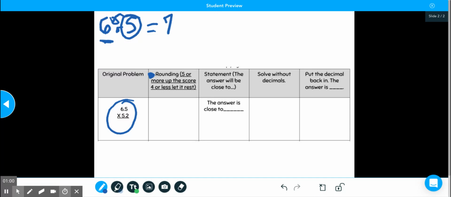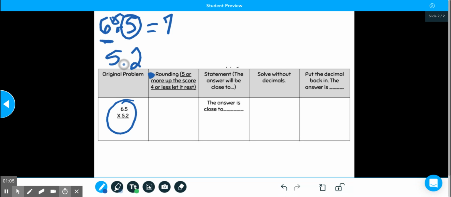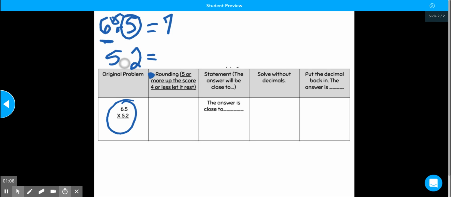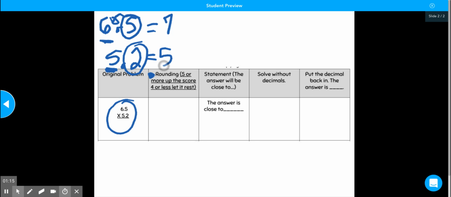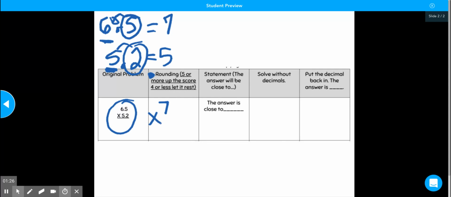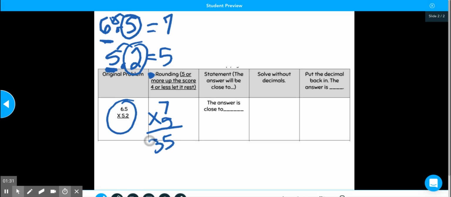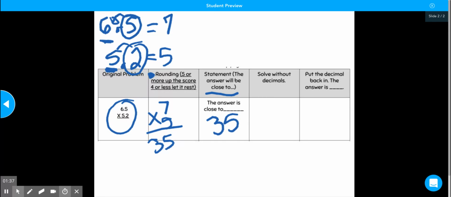Okay. And then the 5 2/10, decimal didn't want to go there, did it? The 5 2/10 is going to round to, what do you think? Yep, it's going to stay the same because that 2 told the 5 what to do, and the 2 is 4 or less. So really, when we round, our new problem is 7 times 5, and that equals 35. So our answer is going to be close to 35.